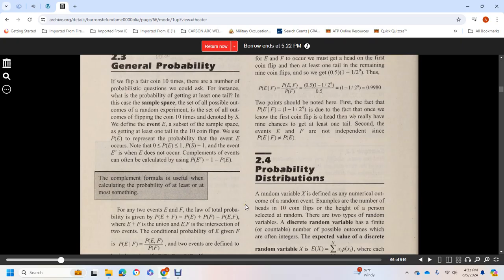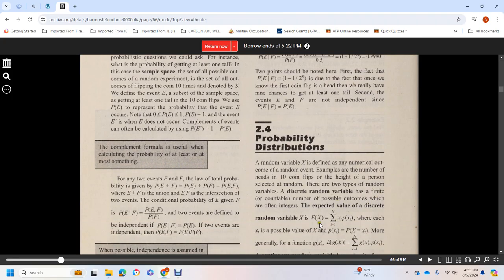Alright, 2-4, probability distribution. A random variable X is defined as a numerical outcome of a random event, for example the number of heads in 10 coin flips, or the height of a person selected at random. There are two types of random variable: a discrete random variable, with a finite countable number of possible outcomes, often an integer. The expected value of a discrete random variable X is E(X) equal to the sum over i of x_i times P(x_i), where each x_i is a possible value of X.